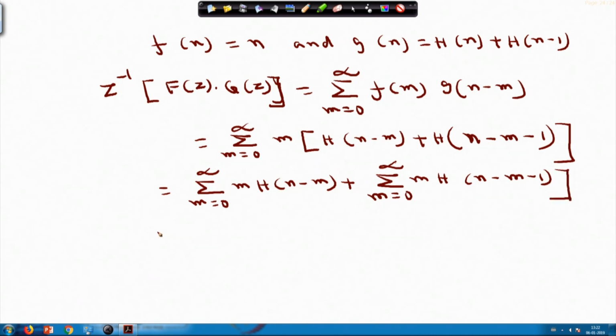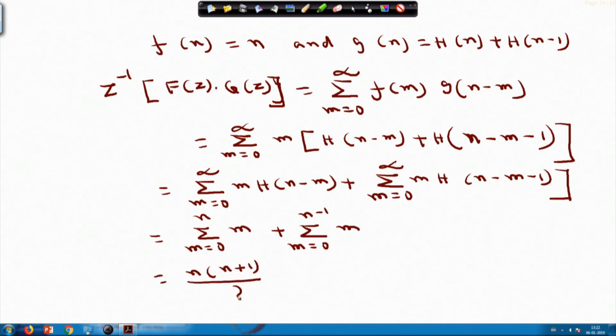So, once I am getting it, this I can write down as summation m equals 0 to n of m, because for other cases from n to infinity it is 0, only from 0 to n it is 1. Similarly, here for m equals 0 to n minus 1 it is 1, for other values it is 0. So, summation m equals 0 to n minus 1 of m. If I evaluate, this is n into n plus 1 by 2 plus n minus 1 into n by 2, and if I simplify this, I will obtain the value as n square.